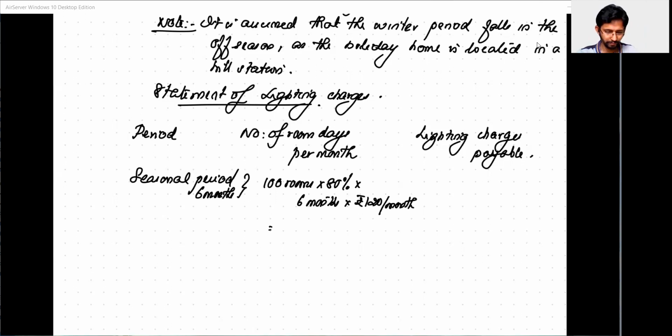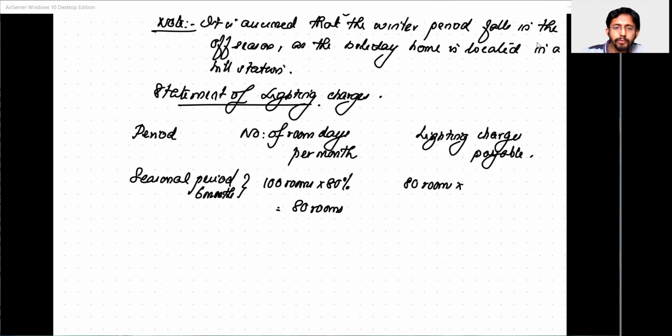So that is equal to, okay, you cannot take it as... number of rooms will be 80 rooms. So lighting charges payable will be 80 rooms. And for each room, you will have to pay 120 per month. And you have 6 months. So it is 80 into 120 into 6. That is rupees 57,600.